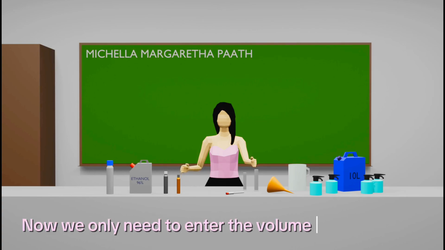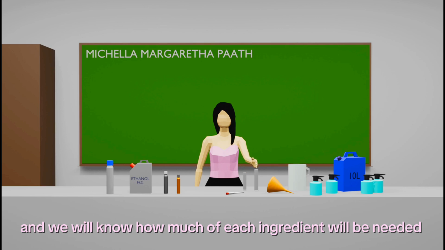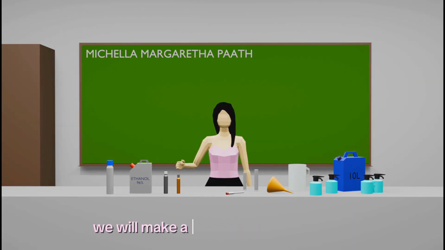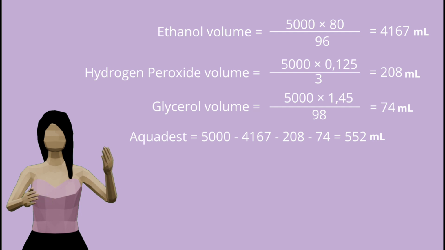Now we only need to enter the volume of hand sanitizer into the formula and we will know how much of each ingredient will be needed. For example, we will make a volume of hand sanitizer as much as 5 liters or 5,000 milliliters, then each ingredient needed is 1. The volume of ethanol is equal to 5,000 times 80 divided by 96, the result is 4,167 milliliters. 2. The volume of hydrogen peroxide is equal to 5,000 times 0.125 divided by 3, the result is 208 milliliters.